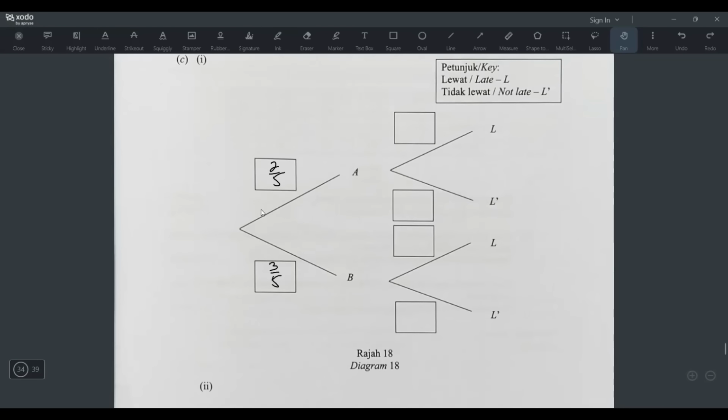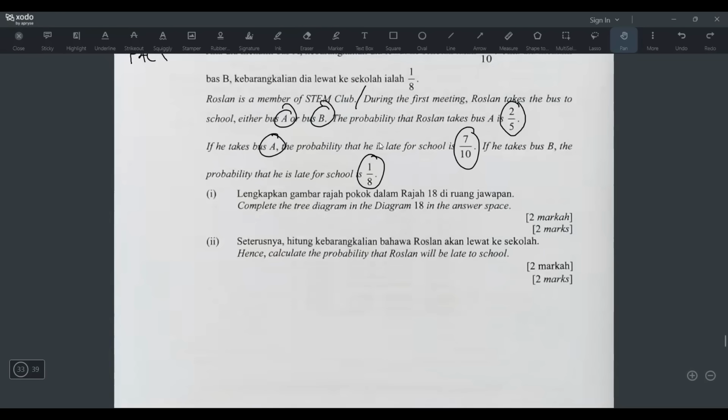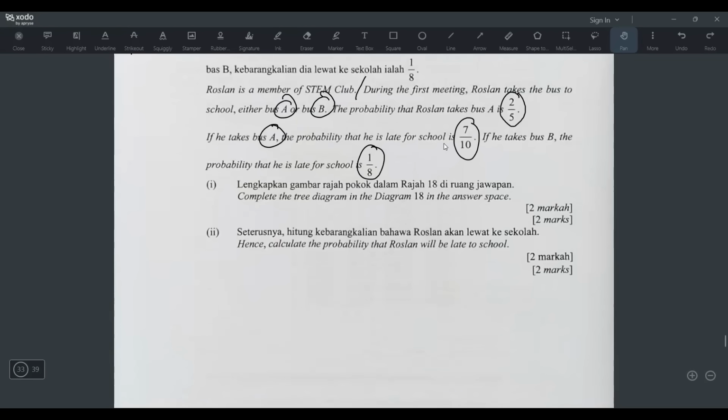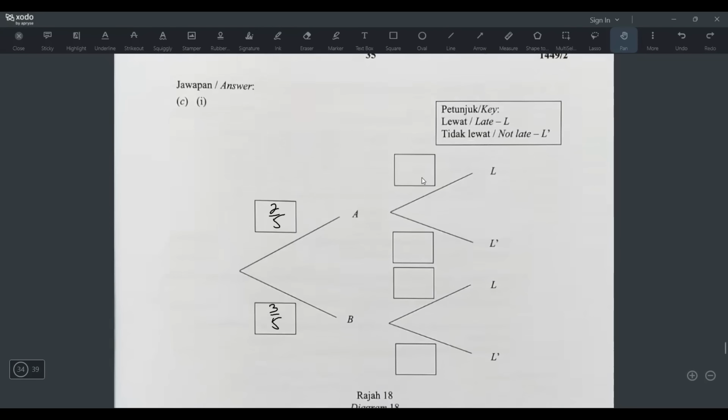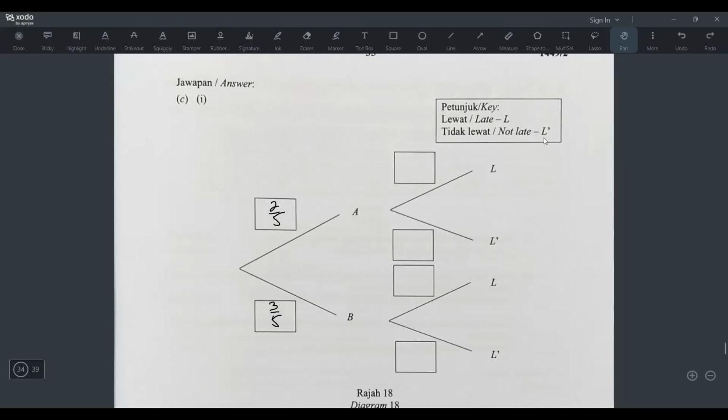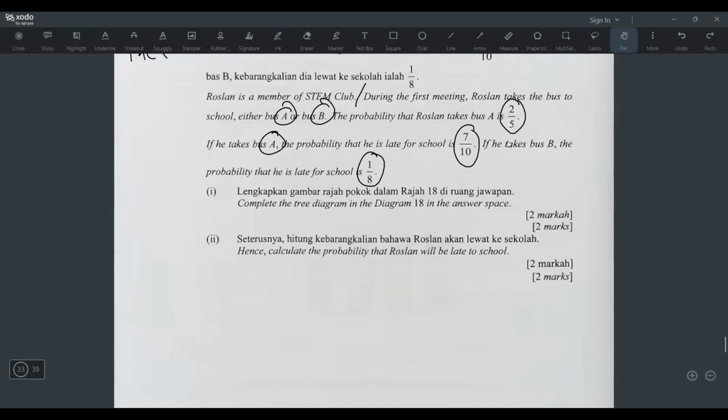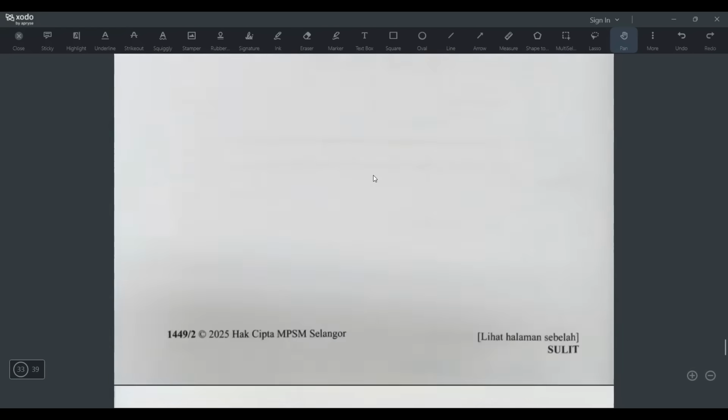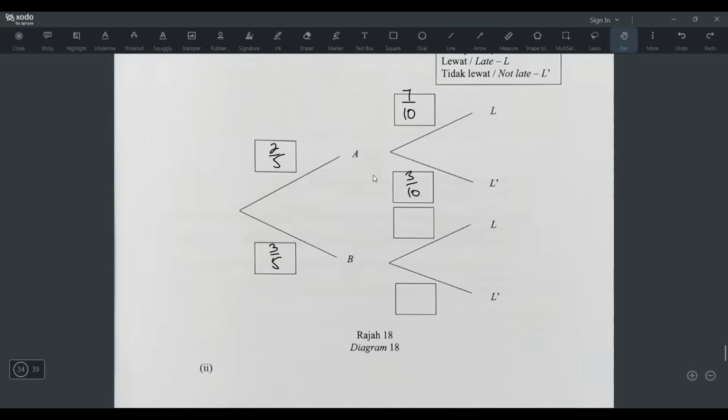Okay. And if you take bus A, what's the probability of late? Let's read one more time. If you take bus A, the probability of late is 7 over 10. They already wrote here, L represents late, L prime is not late. So L is late, and the late they said is 7 over 10. So this is 7 over 10. So what's the probability of not late? 1 minus 7 over 10, 3 over 10. Okay, what about if you take bus B? If you take bus B, the probability of late is 1 over 8. So is the 1 over 8 for L or L prime?